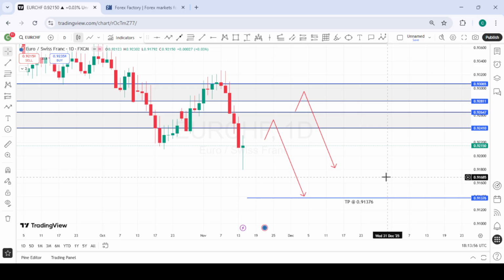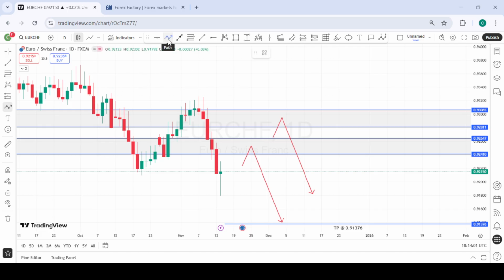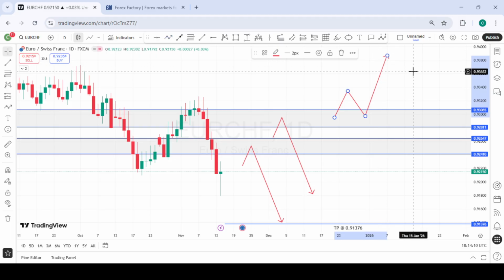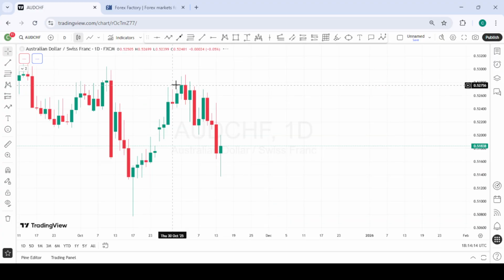So we are very bearish on EURCHF. This can only shift bullish if price is able to violate all these two zones, break above this, clear the structural high, and then break above it and come for a retest and continue to the upside. But until then, we are extremely bearish on EURCHF.